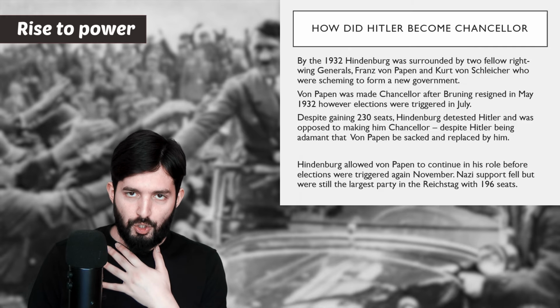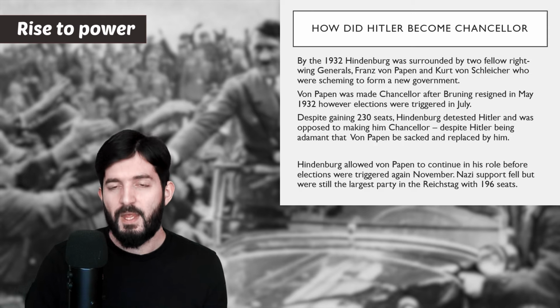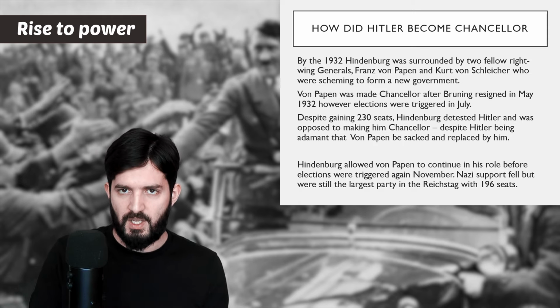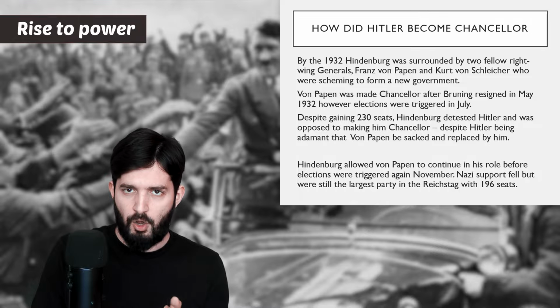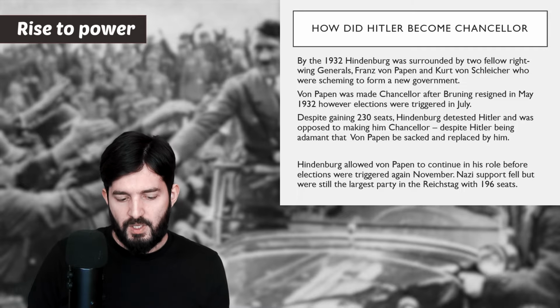And so by 1932, this is the situation. Hindenburg is surrounded by these two fellow right-wing generals, okay? One of whom is a member of the Reichstag, a guy called Franz von Papen, and the other one is called Kurt von Schleicher.